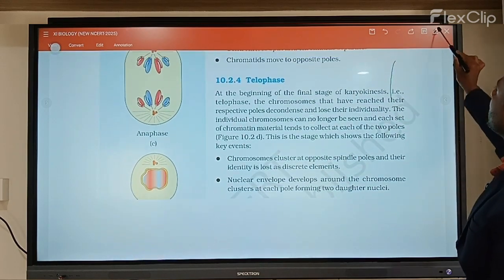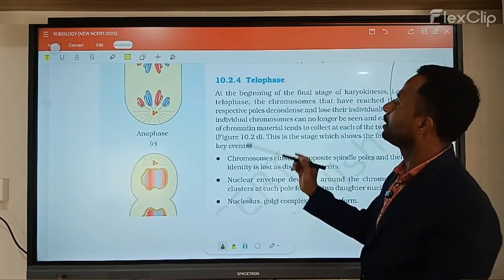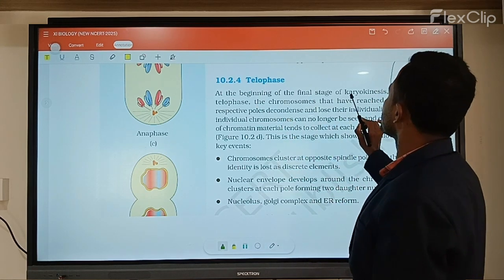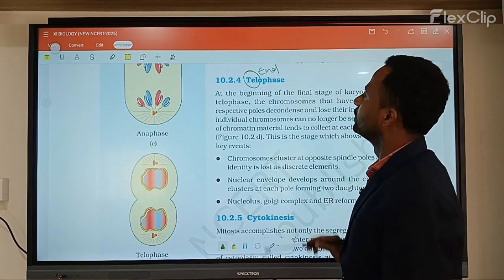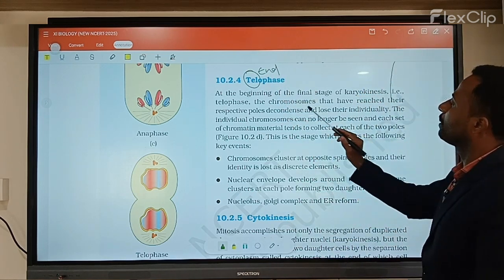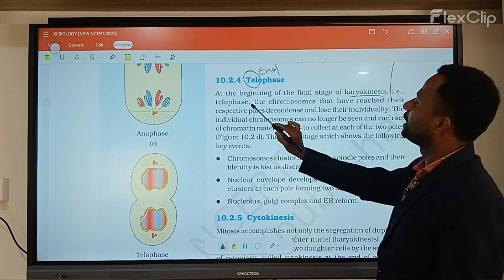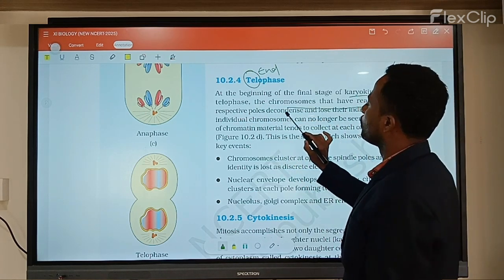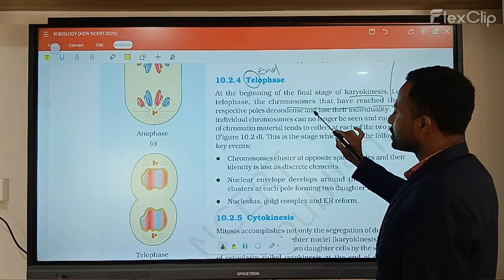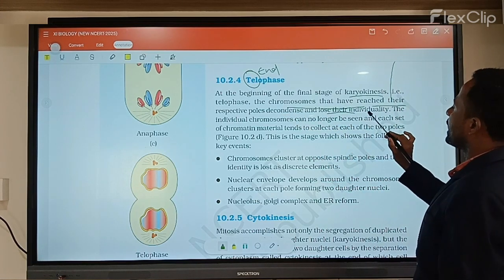Next one is what? Telophase. In this telophase, what happens? It is the final stage of karyokinesis. Telo means end, so it is the end phase. In telophase, the chromosomes have reached their respective poles, undergo decondensation, and lose their individuality.